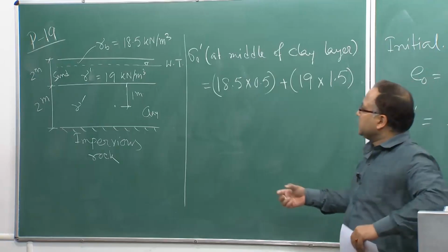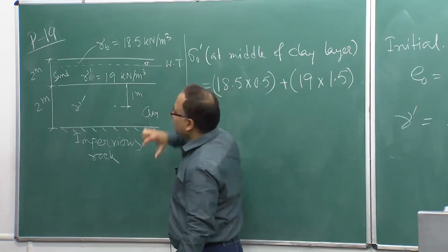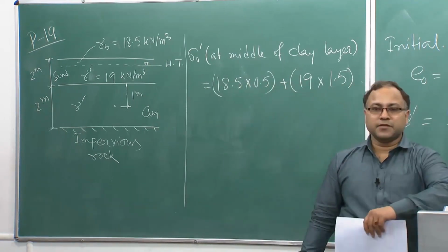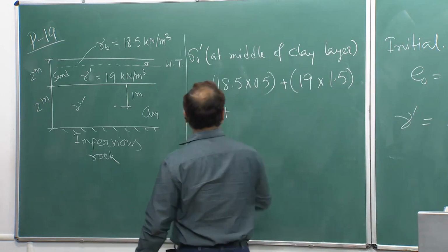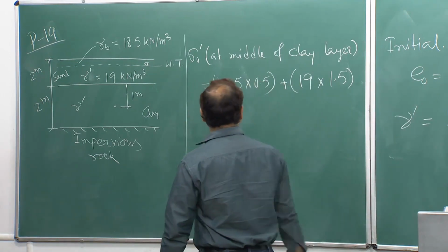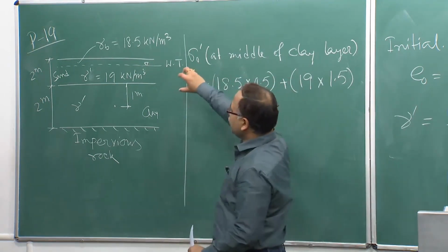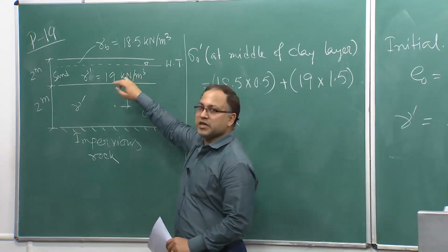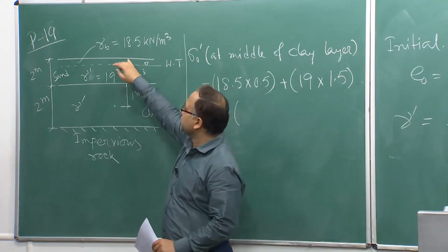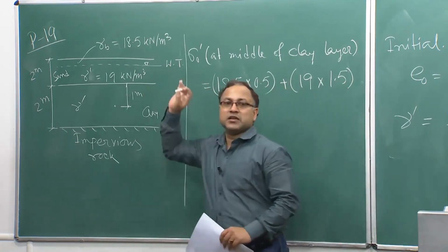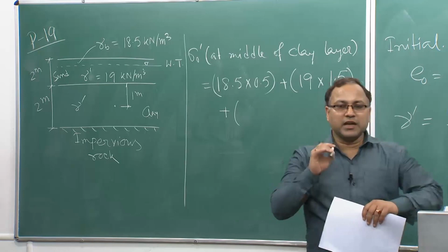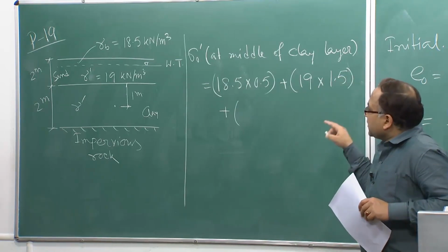So, 1.5 is this much of depth, am I right? Plus gamma submerged for the clay deposit. So, the sand deposit is over. The effective stress is getting generated because of the sand deposit. So, this much effective stress will be generated because of the sand layer on top of the clay layer. Now, coming to the clay layer.